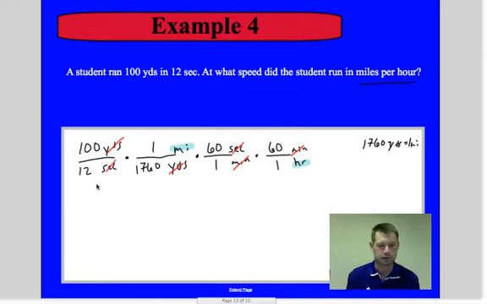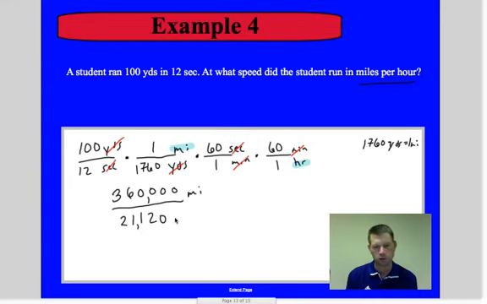Now at this point I'm okay with using a calculator because these are some big numbers and a lot of stuff going on. So we're going to take 100 times 60 times 60, which is going to give us 360,000. And because miles is the only thing left up there, we have 360,000 miles. And then we're going to take 12 times 1760, which is going to give us 21,120. And since the only thing left is hours.